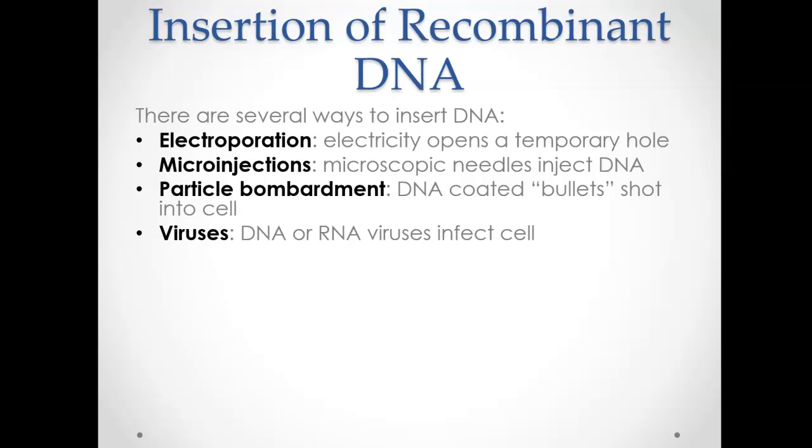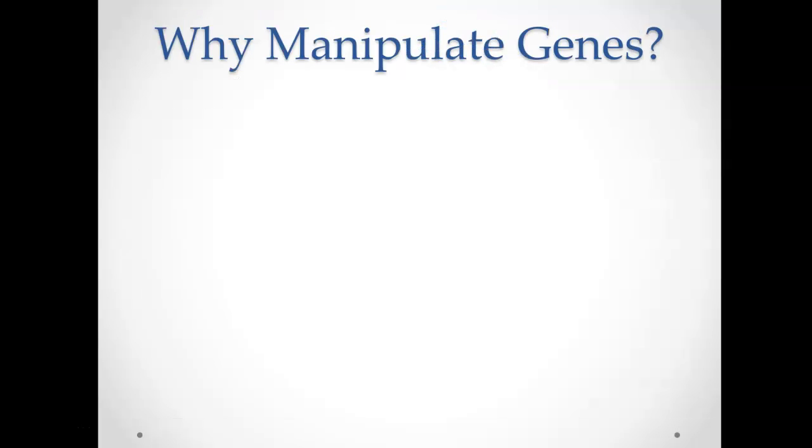Or then you can use what's probably the most common method. You use a virus. And viruses are great because viruses infect cells for a living. This is what they do. This is their job. So why not use what we already have to get the DNA into our cell to begin with? All right. So that's the process of creating these transgenic organisms.